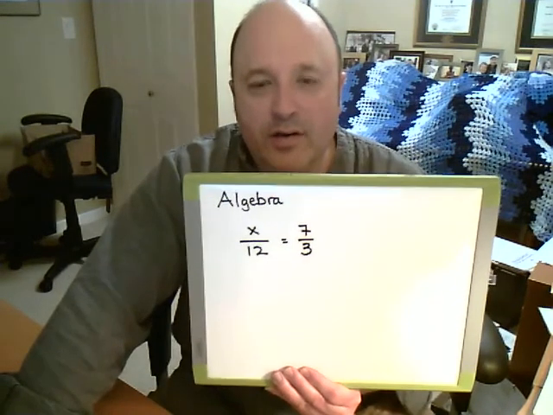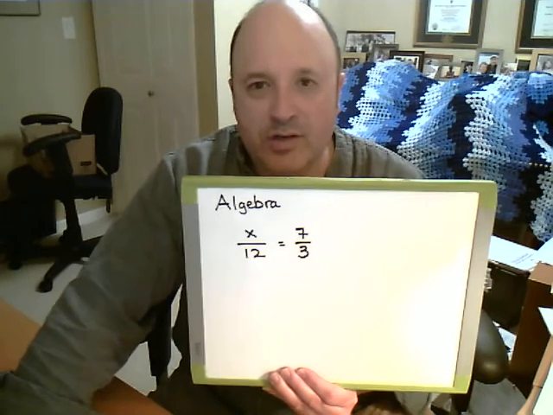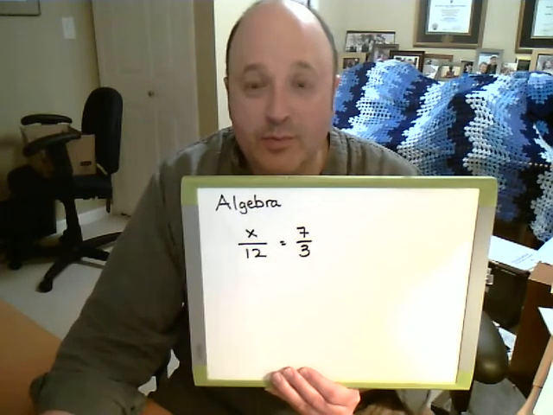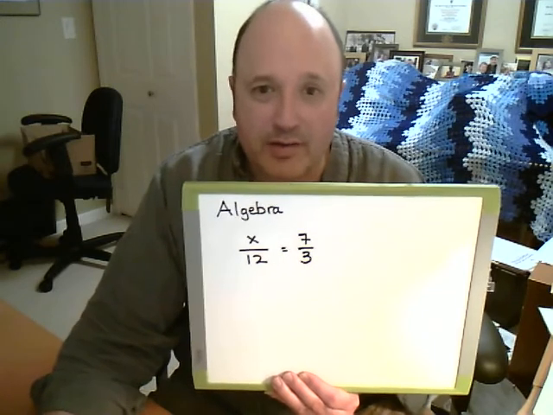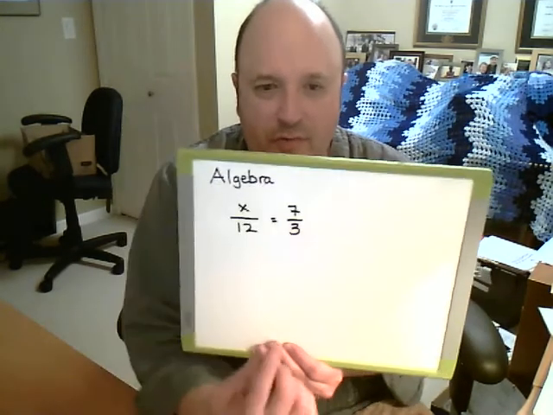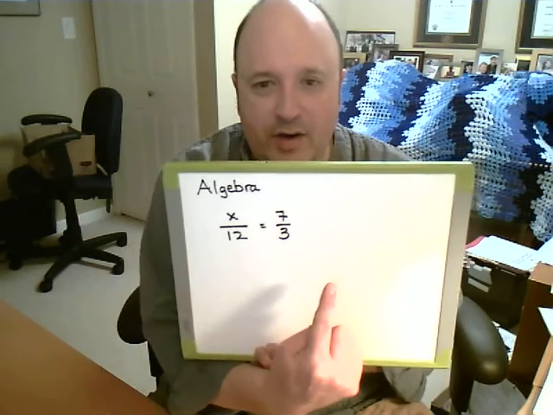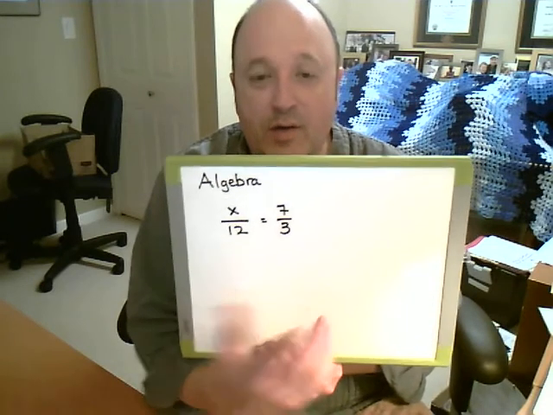Alright, so let's have a look at a simple type of question that you'll see when you're dealing with ratio problems. I call this a ratio equation, or basically a fractional equation. You've got one fraction over here equaling one fraction over there. So how do we manage that?